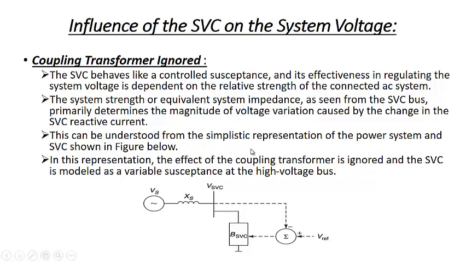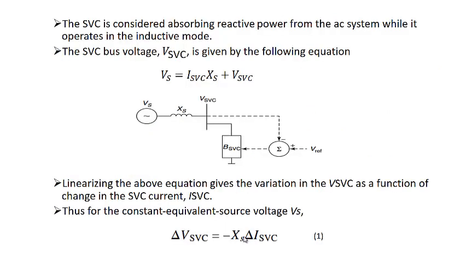This can be understood from the simple representation of the power system and the SVC shown in the figure below. You can see from here we have the system, we have a bus where the SVC is connected, we have the control which compares the reference voltage and the actual bus voltage, and as per that requirement BSVC will be changed. In this representation, the effect of the coupling transformer is ignored and the SVC is modeled as a variable susceptance at the high voltage bus. It is directly connected to the high voltage bus.